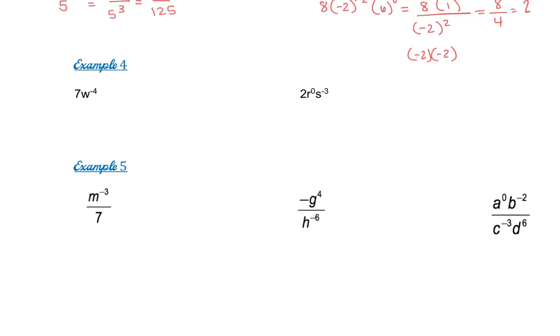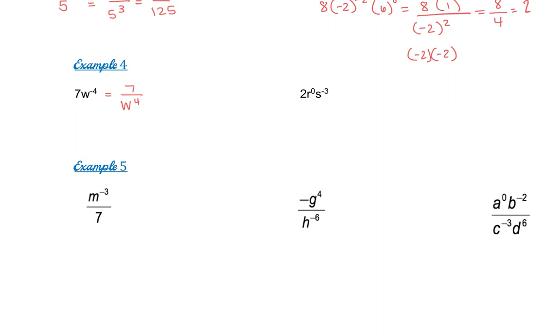So for this first one, 7w to the power of negative 4. I really want to focus on this one because this is where a lot of students make mistakes. They move everything to the denominator, and that's not the case here. 7 does not have a negative exponent with it. Only w does. So we are only moving w. So what happens here is 7 will stay in the numerator, and then w needs to move down to the denominator to make our exponent positive. Again, 7 does not have a negative exponent with it, so we don't change it.